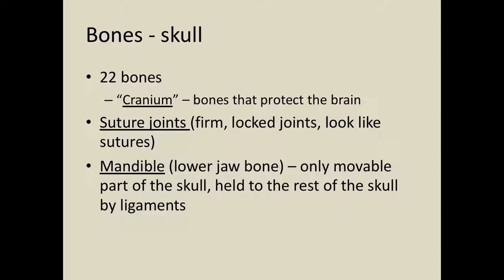In between each of these bones, except for the lower jaw, you have what are called suture joints because they look like it's been stitched together like sutures. They're very firm joints. They are locked in there. They're not going to move once you set them. The only part that does move is the mandible or the lower jawbone, and it's held together just like every other joint by ligaments and muscles and all those things.